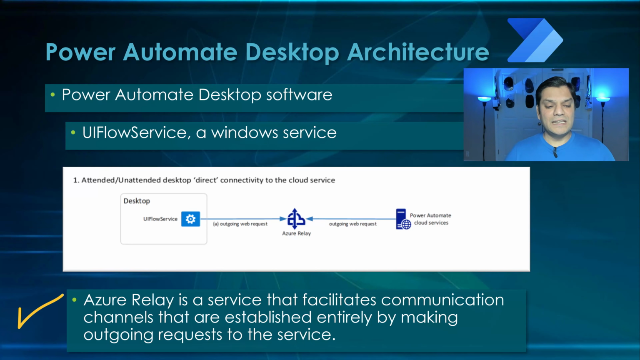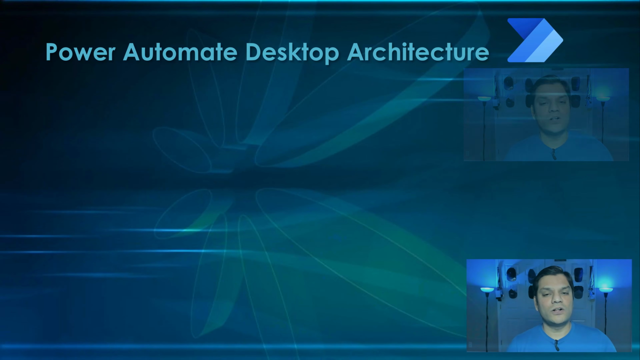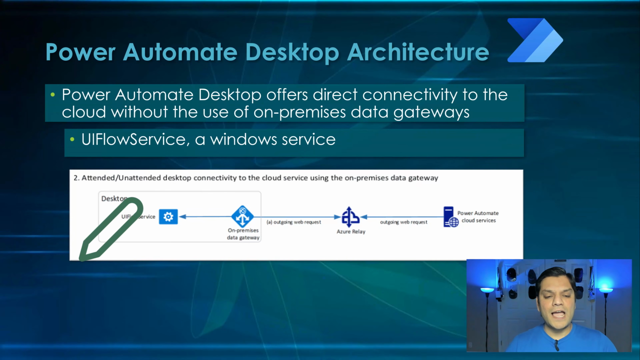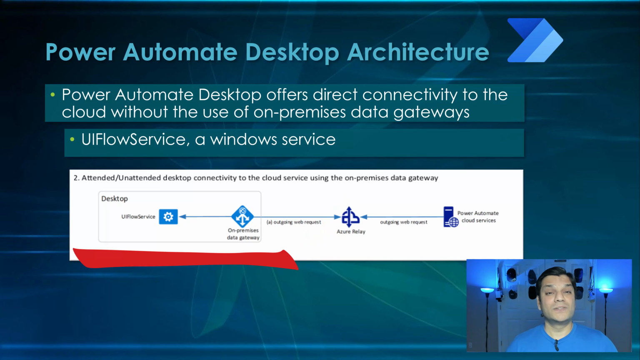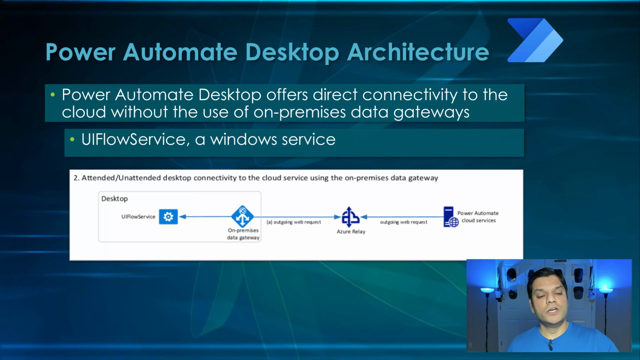And then Azure Relay is a service that facilitates the communication between what's on your desktop and the outgoing request to the services. But in addition to this, there is also the architecture design of how the on-premises gateway works, because that is a big improvement that has happened. Back in the day, about a few years ago, you had to have both. You had to have your UI Flow service in your desktop software, and then you also had to install the on-premises gateway separately. Now they are both together.